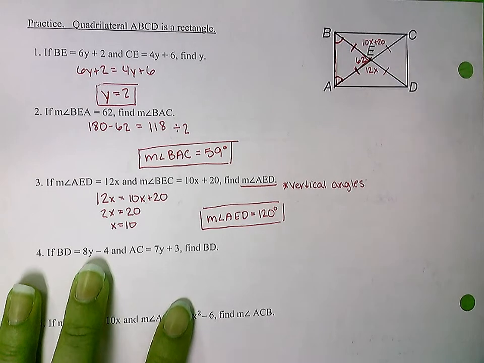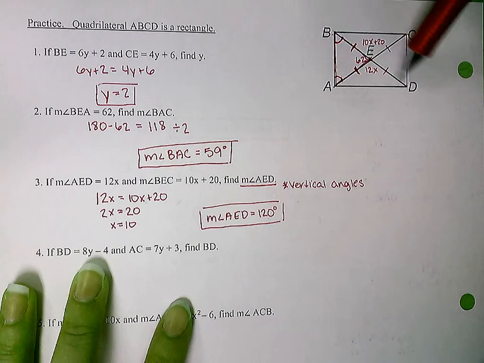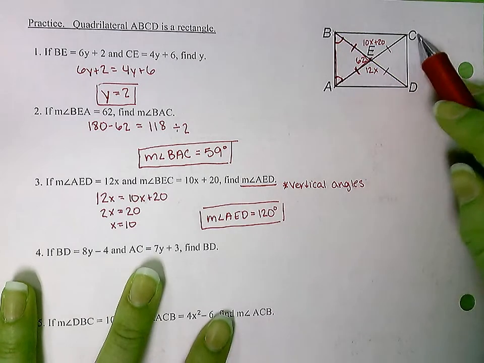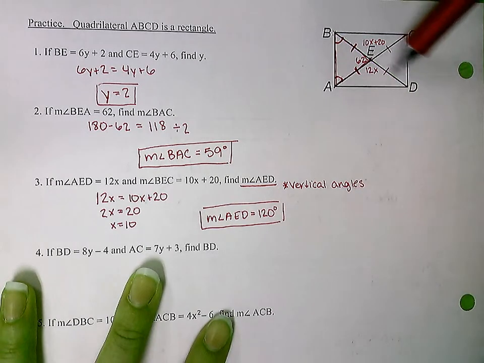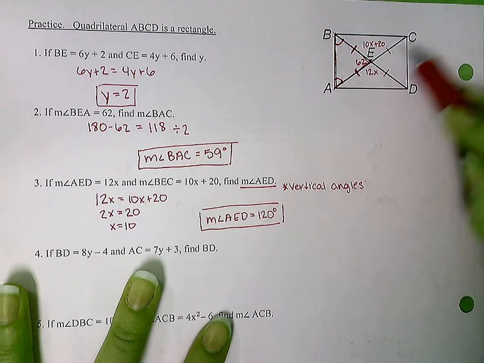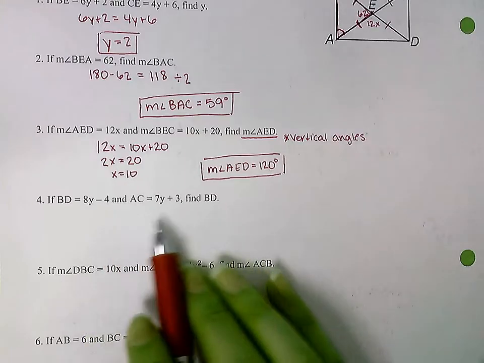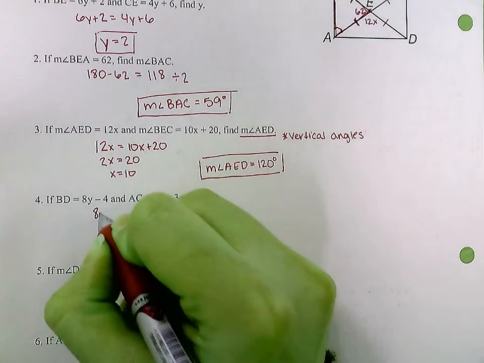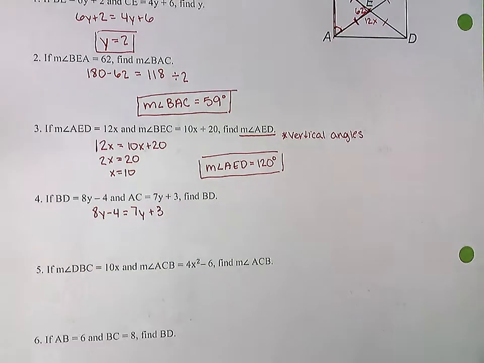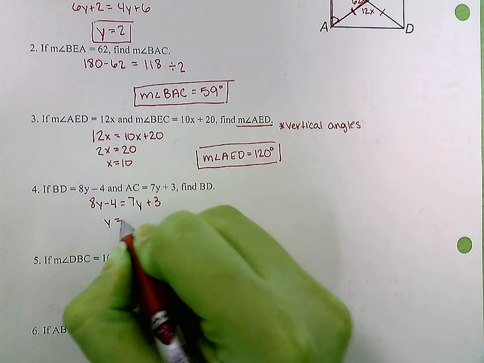All right, so in number 4, we're given BD is 8y minus 4, and AC is 7y plus 3, and we want to find the length of BD. So in order to do that, we want to find y first. Well, since both of these are your diagonals, I can set those two equations equal to each other to solve for y. So we have 8y minus 4 is equal to 7y plus 3. Okay, so I'll end up with y is equal to 7.